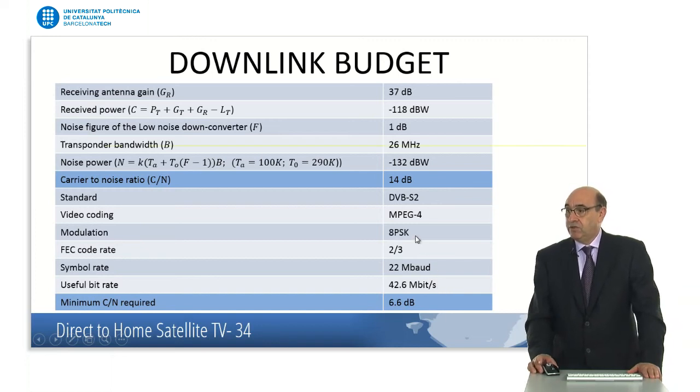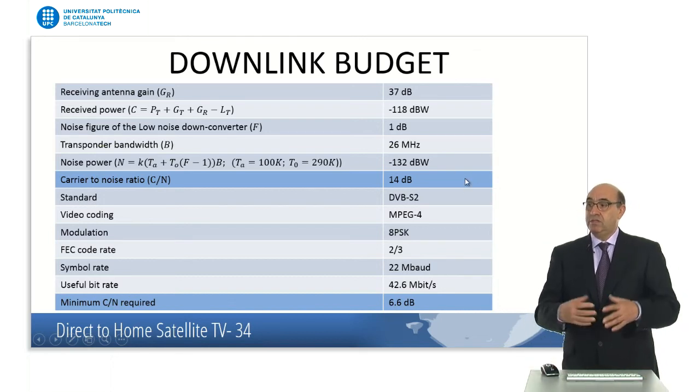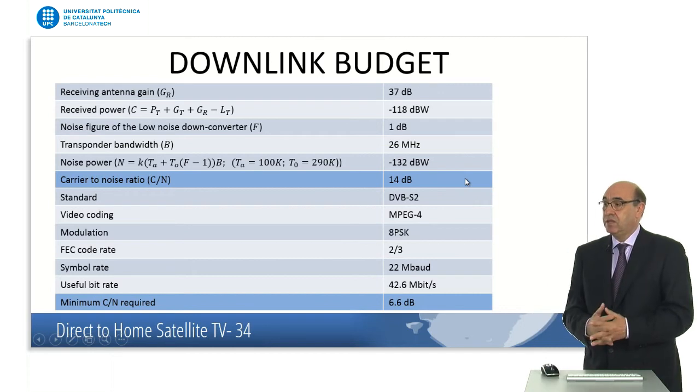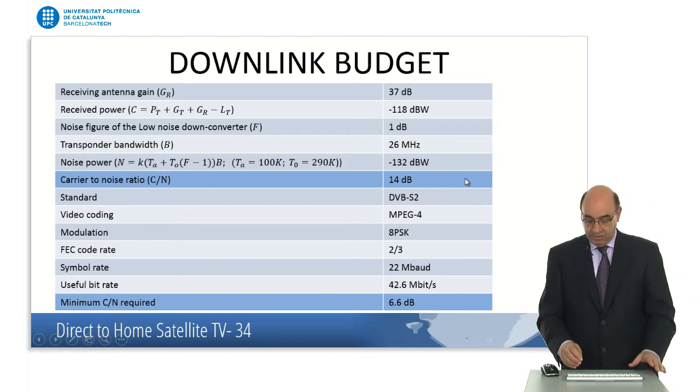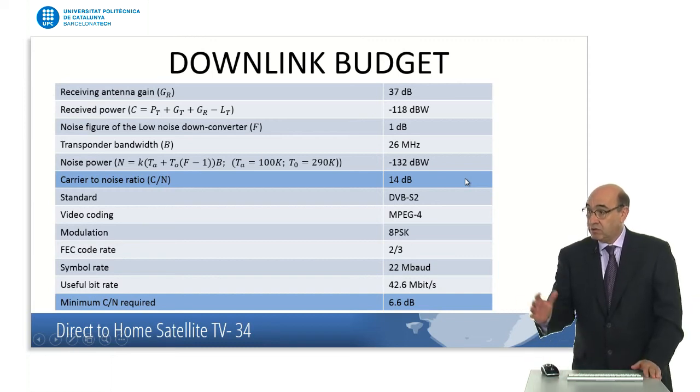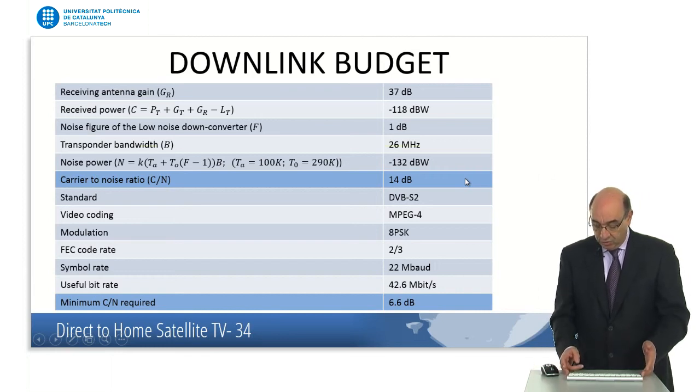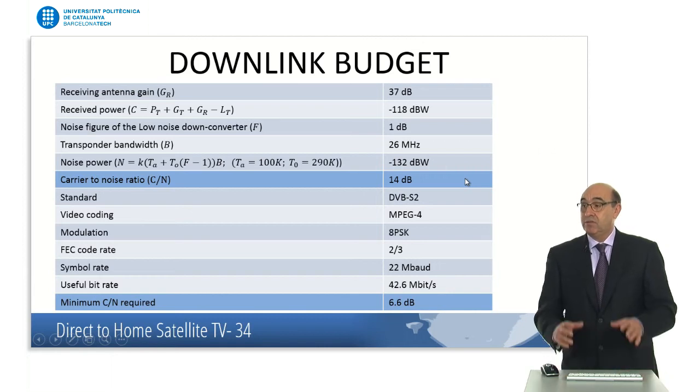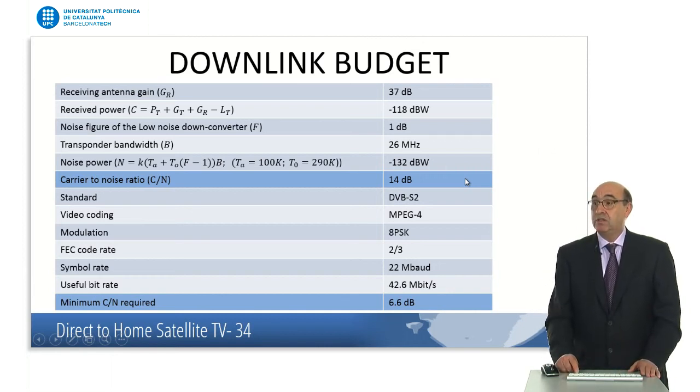And the associated useful data rate is double of this number, 42 megabits per second. For this modulation and this code rate, the minimum signal to noise ratio required is 6.6 dBs, which is well below your margin. So with this small antenna, you can be very confident that you can receive the signal from the satellite without having really difficulties. And that's why with those kind of receivers and antennas, you can have at home a very good quality TV signal with an antenna that is often small size.